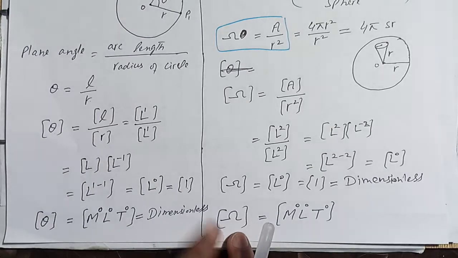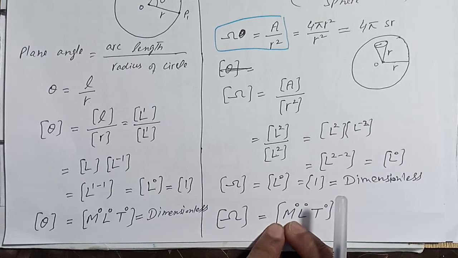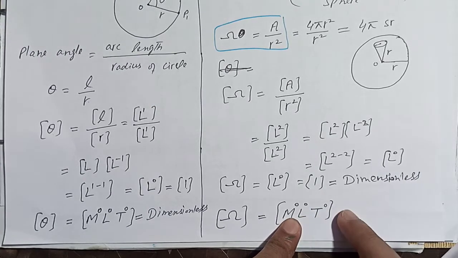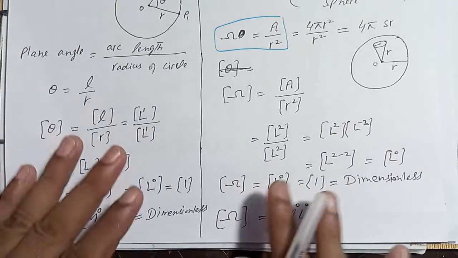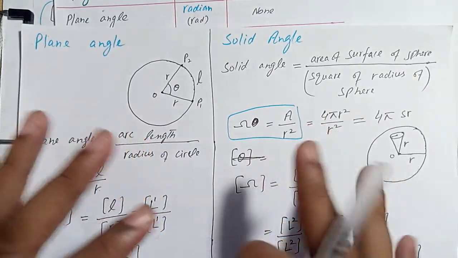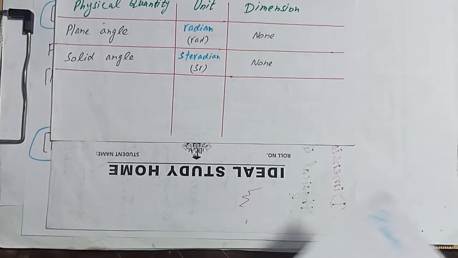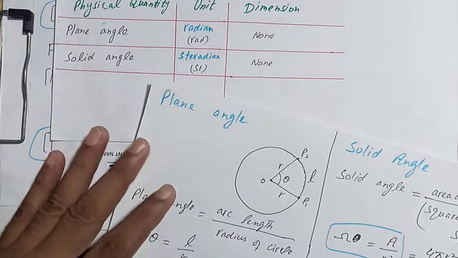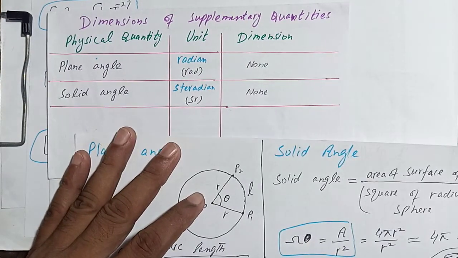Its dimensional formula in terms of mass, length and time can be written as mass to the power of 0, length to the power of 0 and time to the power of 0. So we have discussed why plane angle and solid angle do not have dimensions. The conclusion is that base quantities have dimensions, derived quantities have dimensions, but supplementary quantities do not have dimensions.